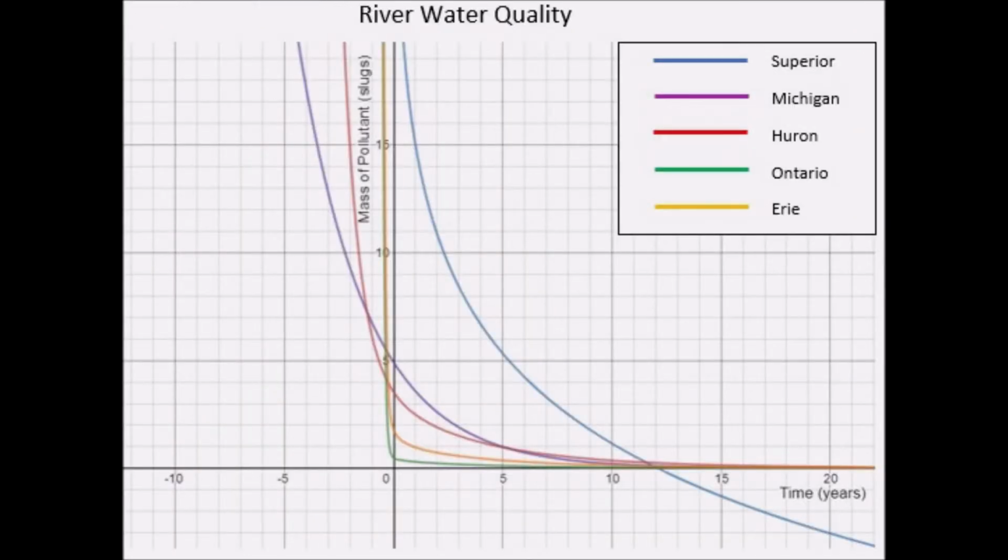This is the graph of mass of pollutant versus time. As the time increases, the mass of pollutant decreases.